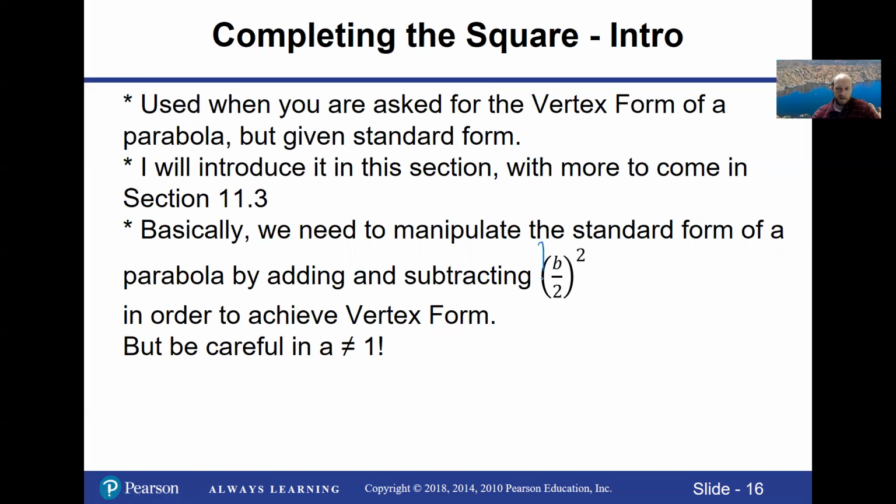So the key here is knowing this, b over 2 squared. And remember, the standard form is y equals ax squared plus bx plus c. We're trying to achieve this vertex form. So we're trying to take this and make it into this. We just use different variables here to represent different things, but you get the idea. Trying to go from here to here, but be careful. If a is not equal to 1, you have to make it 1 first, so you have to factor it out if that's the case. And I'll show you an example of that as well.